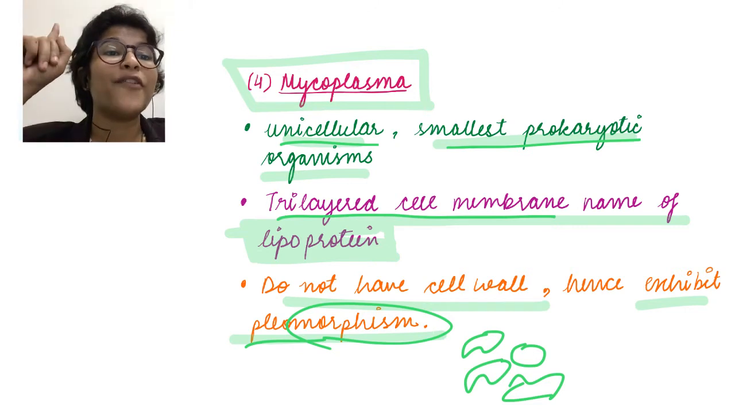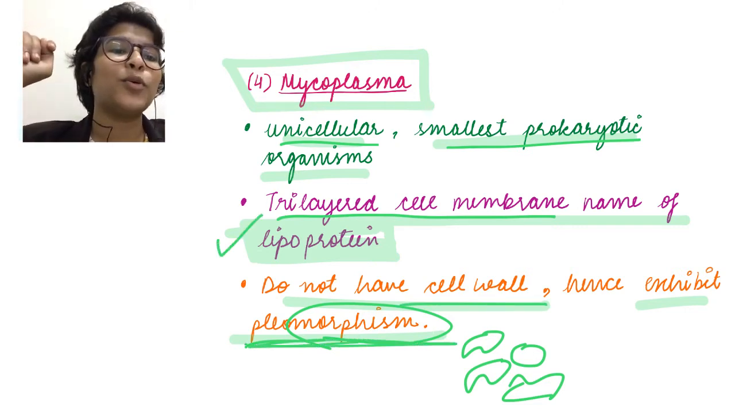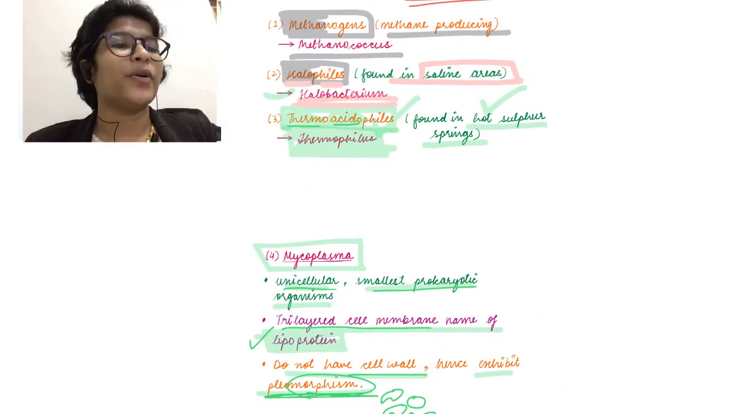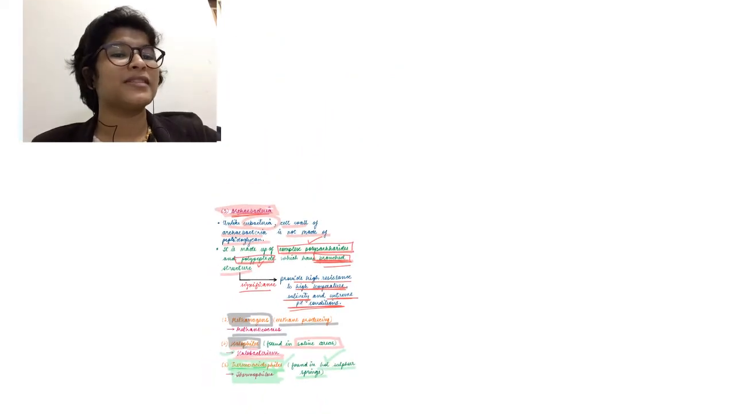So quick revision: Mycoplasma unicellular, they are the smallest prokaryotic organisms and they have a 3-layered cell membrane made of lipoprotein. सेल वॉल है नहीं, तो क्या दिखाएंगे? प्लियोमॉर्फिज्म, that is changing shapes. Okay, so going on to the next page of our notes.